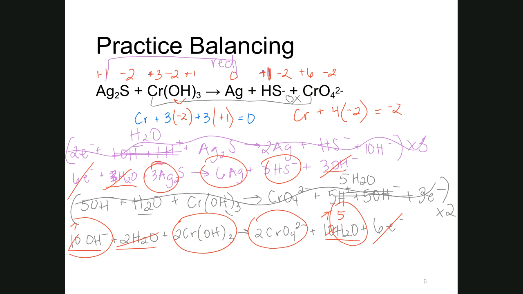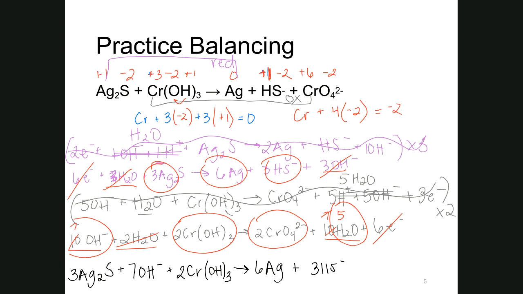So let's write out our final equation. So from the purple reactants, I have 3Ag2S. From the gray reactants, I have 7 hydroxides and 2 chromium-3 hydroxides. From the purple products, I have 6 silvers, 3 HS minuses. From the gray, I have 2 chromates and 5 waters.